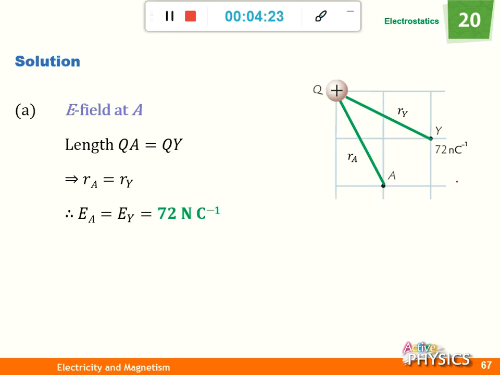So what should you do? You should find the distance first. This one in the vertical way will be 2 grids. For the horizontal one, 1 grid. And then how about Y? Horizontal one, 2 grids. Vertical one, 1 grid. Then from this you can find that the lengths of RA and RY should be the same.